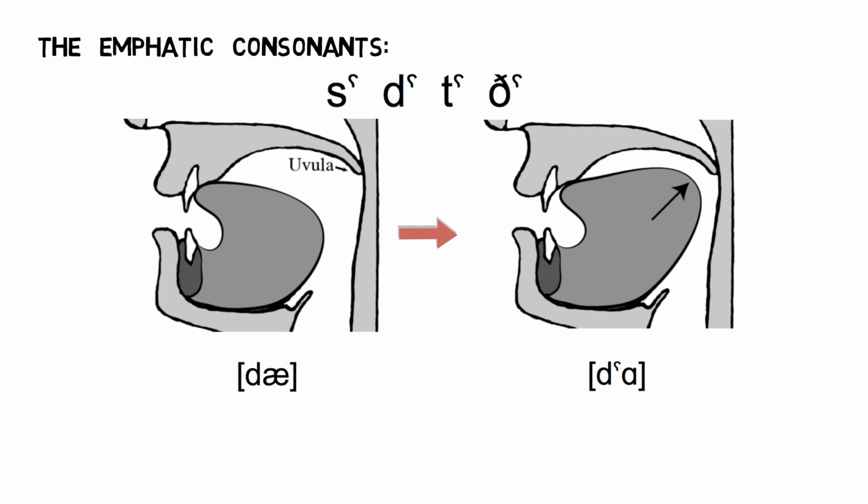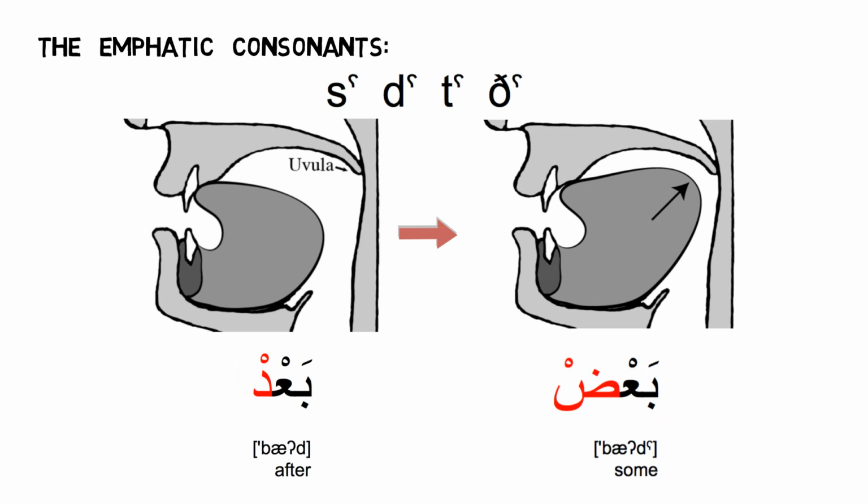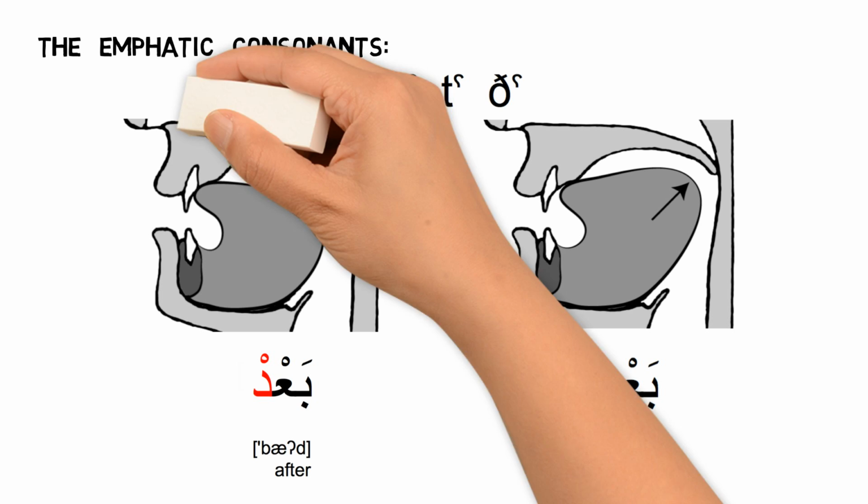But the consonant itself changes too. You can perhaps hear that if we stick these consonants at the end of a word, and compare to words like بعد and بعض. The tongue position of the second one is further back in the mouth. There's one last thing these emphatic consonants do, which is a little easier to hear with T.